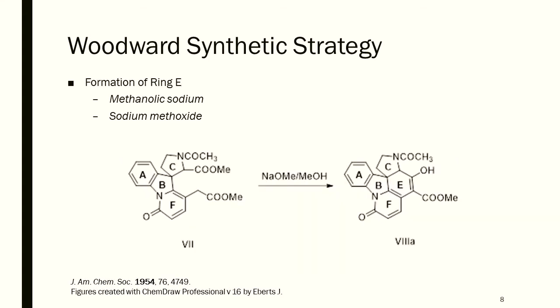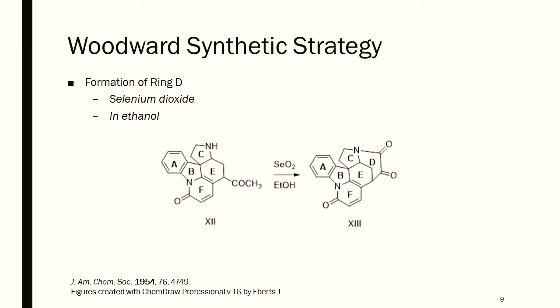To form ring E, Woodward used methanolic sodium and sodium methoxide. In this reaction, the 2 ester groups cyclized, forming a 6-membered ring E with 2 double bonds, and a hydroxy group while maintaining one of the esters.